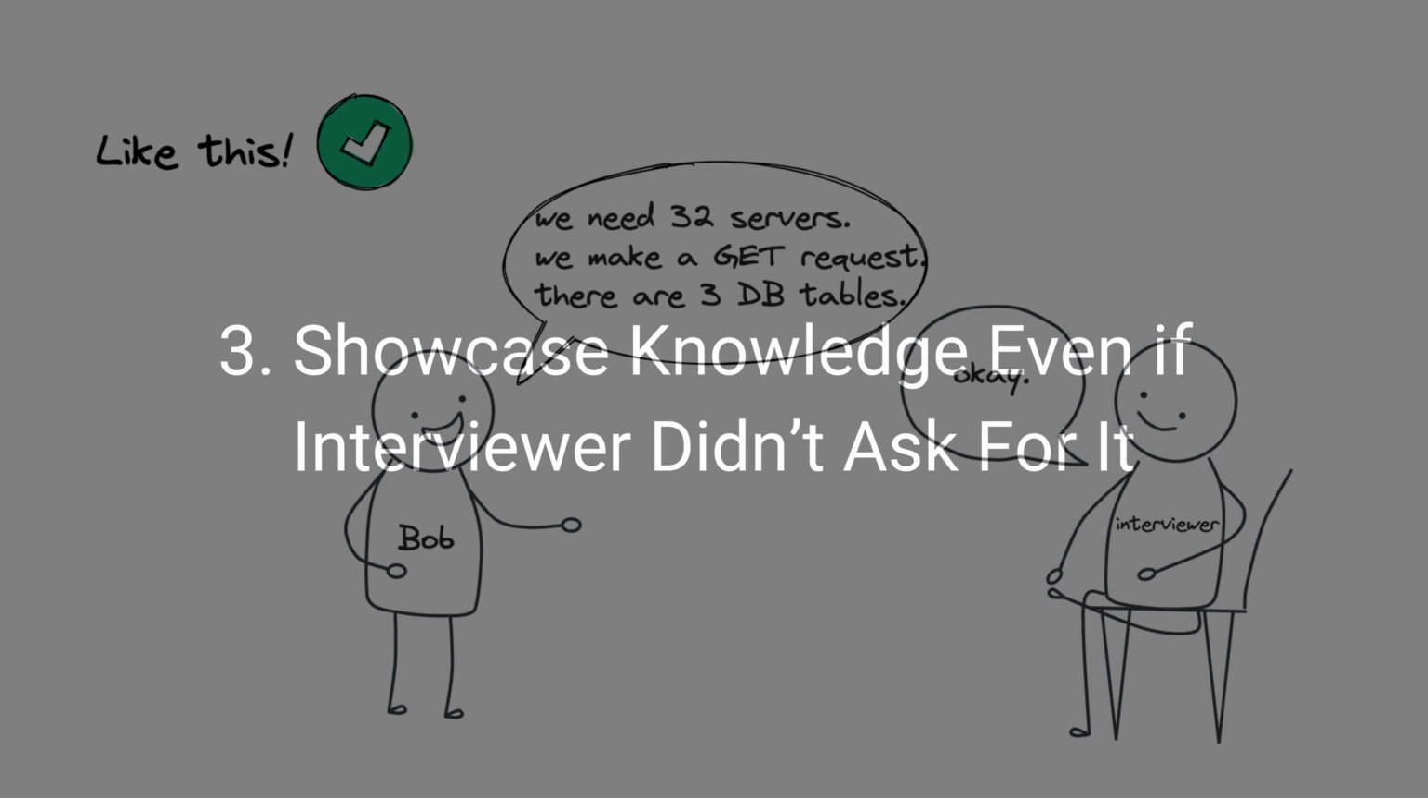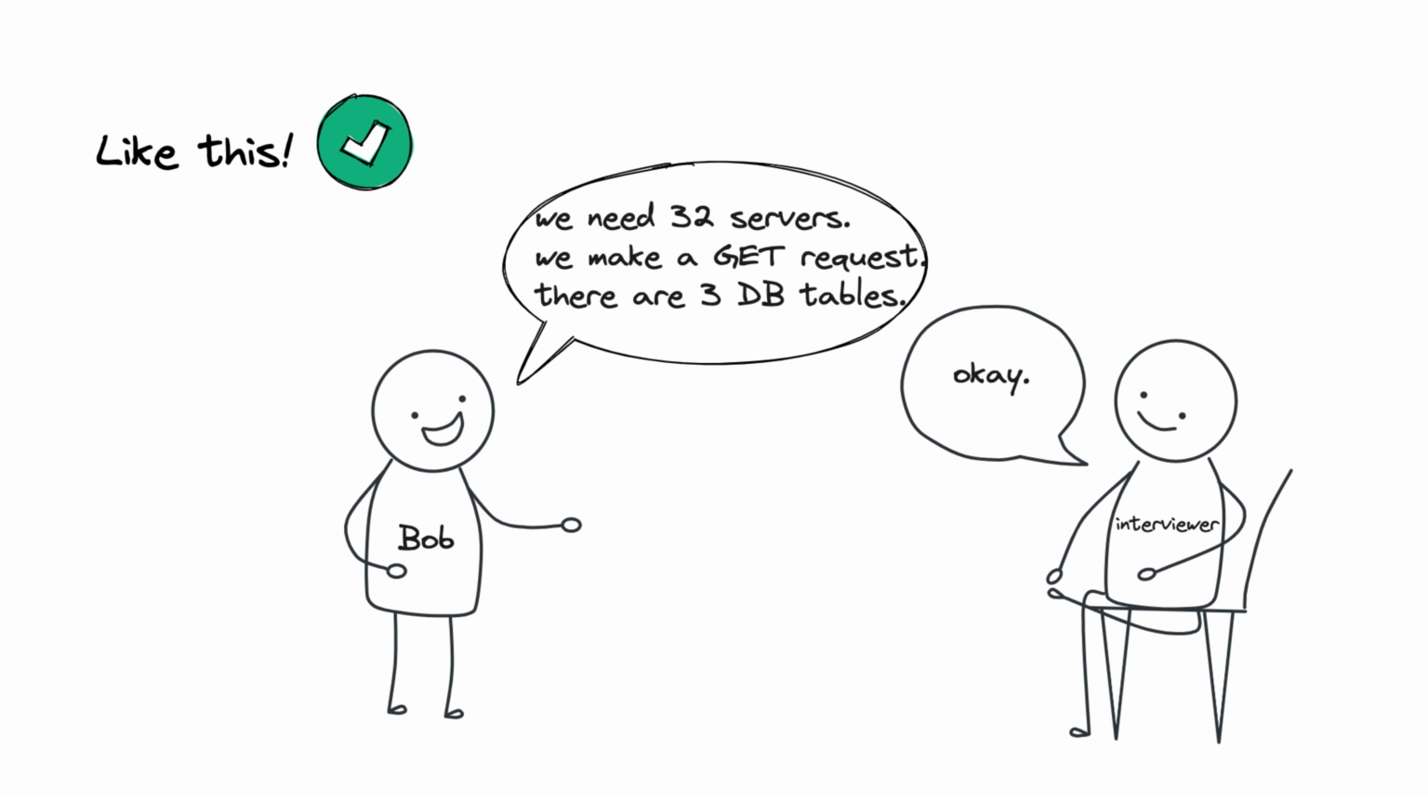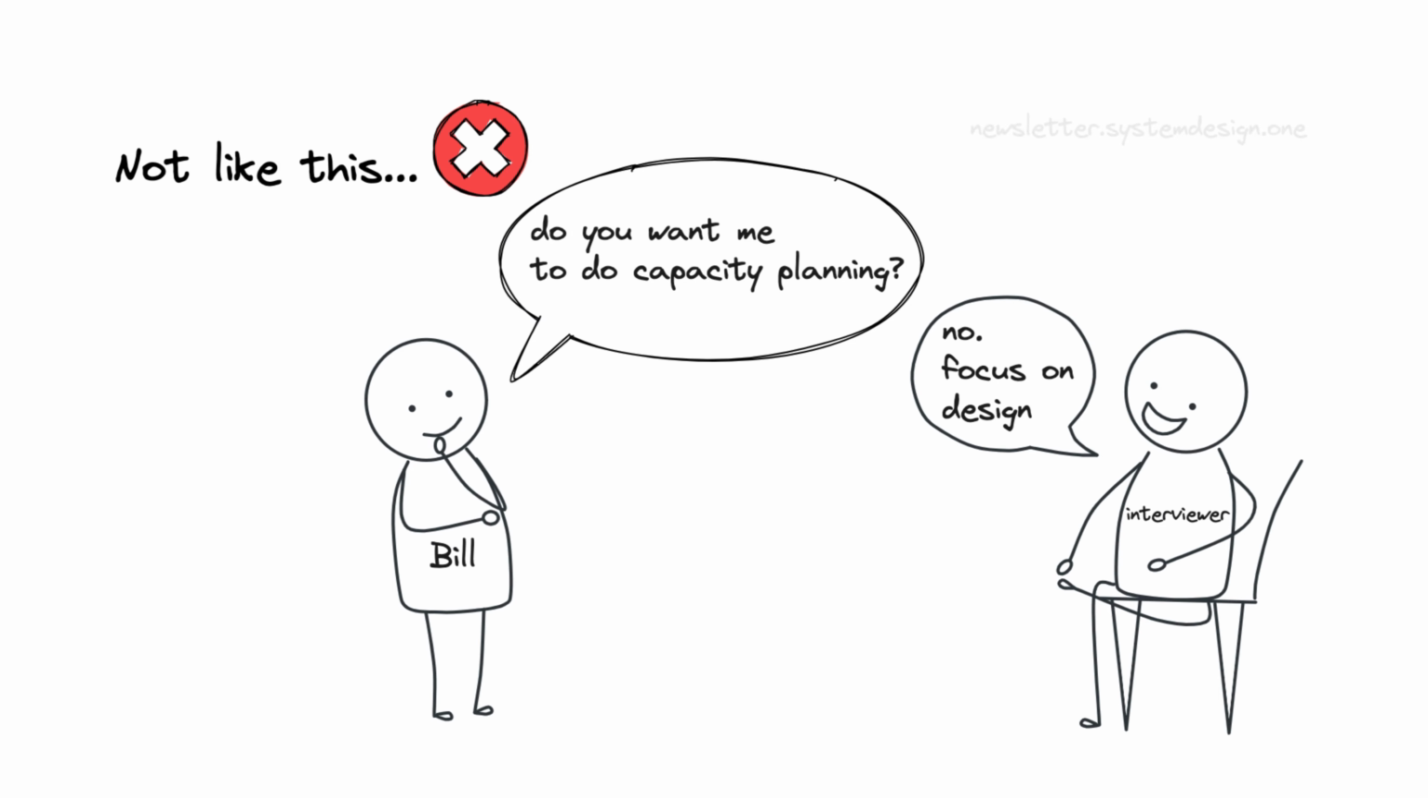Bob loved to do capacity planning and did it without checking with the interviewer. Besides, he didn't ask whether API and database schema design was necessary, while Bill checked with the interviewer whether there was a need for capacity planning. This helped to save time and focus on important things.